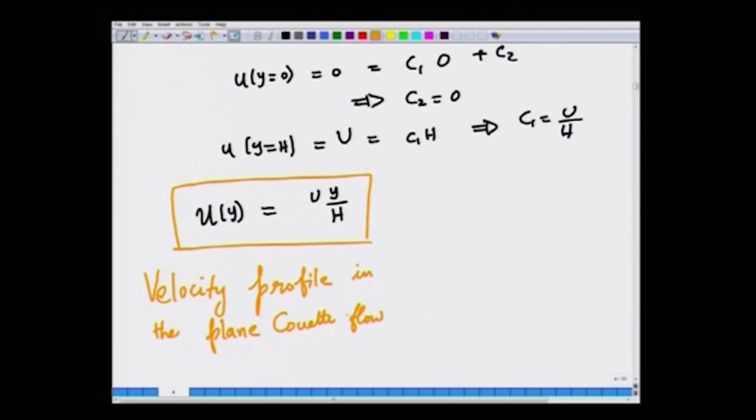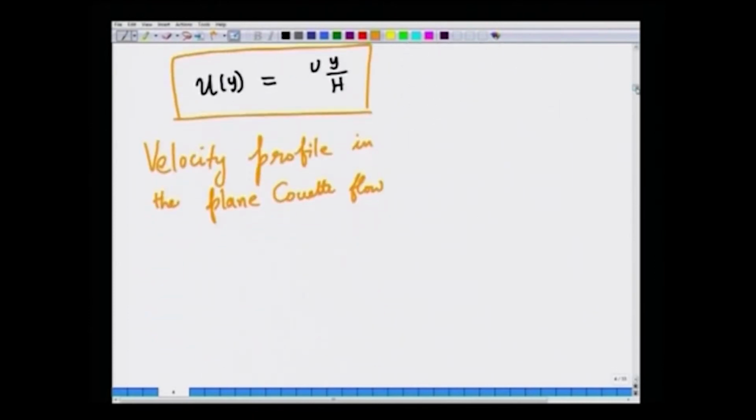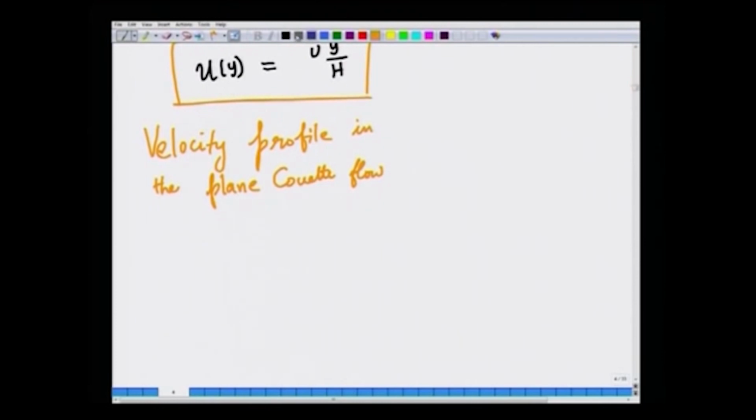Okay, this is the velocity profile in the plane Couette flow. So, we can plot it qualitatively as follows. Now, at the bottom the velocity is 0, at the top it is u, and it varies linearly from 0 to h. So, that is the implication. This is y equal to 0, this y equals h, the width of the gap.